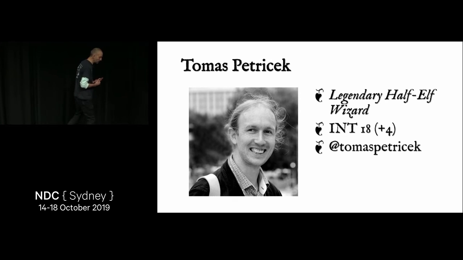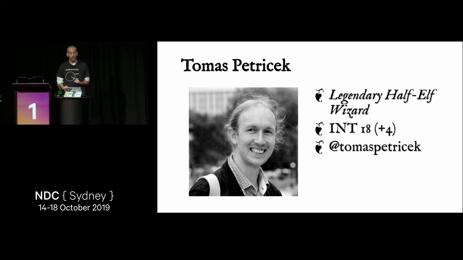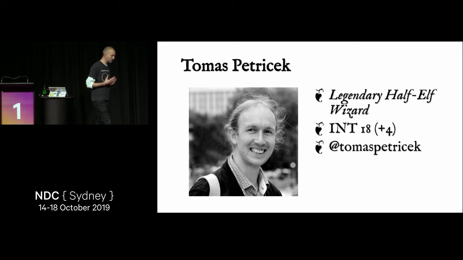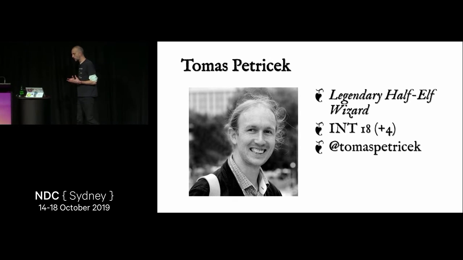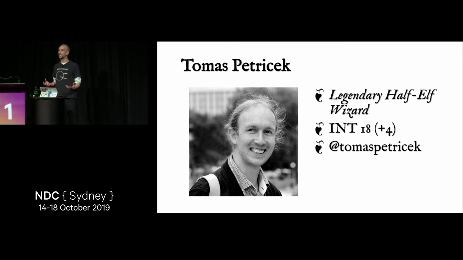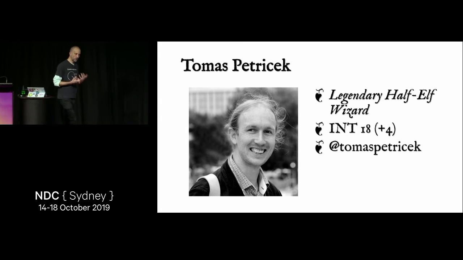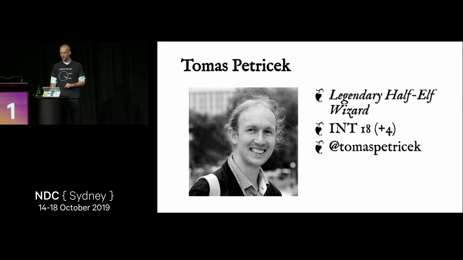And then I remembered that in my adventures, I did encounter a legendary creature called Thomas Petricek. So I recommend checking his work. He's on Twitter as Thomas Petricek. Thomas is a legendary half-elf wizard with a very high intelligence. If you look a bit at his talks, you will see that in lots of cases, he's using one trick, which is using discriminated unions to represent expressions, composing bigger expressions, and then working with these expressions. So I thought, the dice stuff looks a lot like expressions. How about I use expressions in the same fashion as he does to do that?